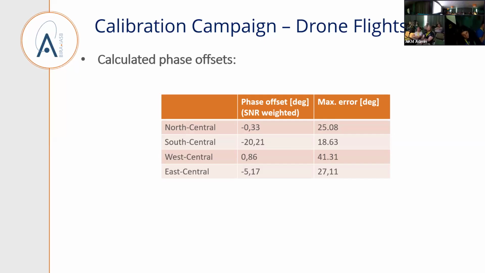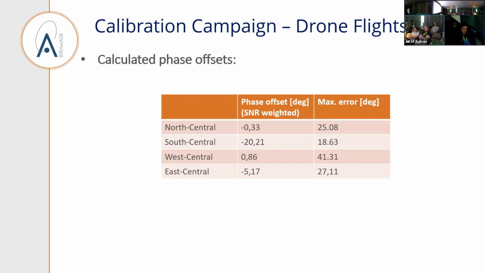So I thought it would be interesting in this case, what's the maximum phase error we get during those 110 data points compared to the weighted signal to noise ratio values. And as you can see, we have values of plus minus 25 degrees in the phase difference for north central, around 19 degrees for south central, 40 degrees for west central, and 27 degrees for east central.